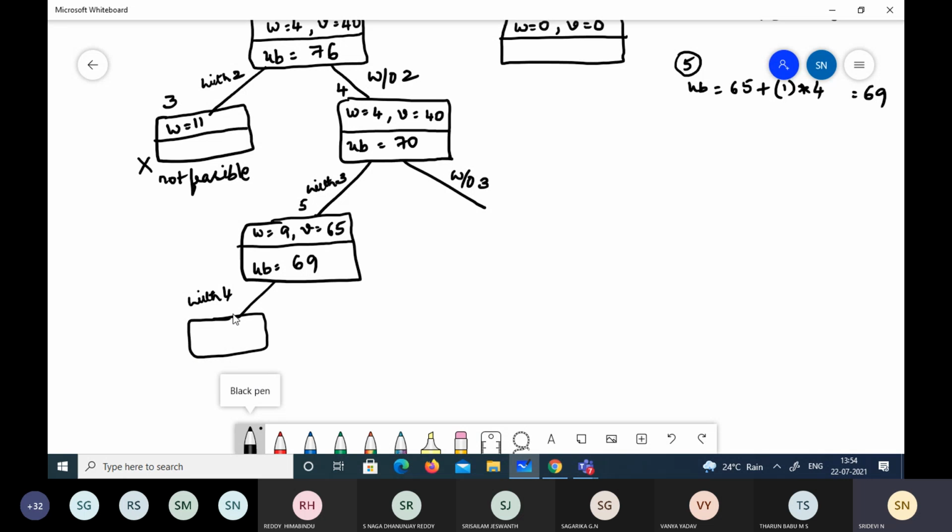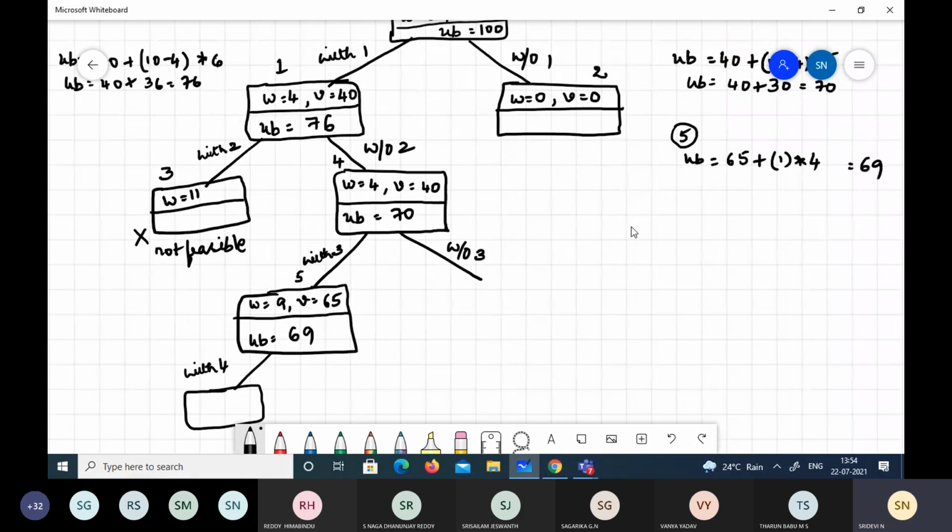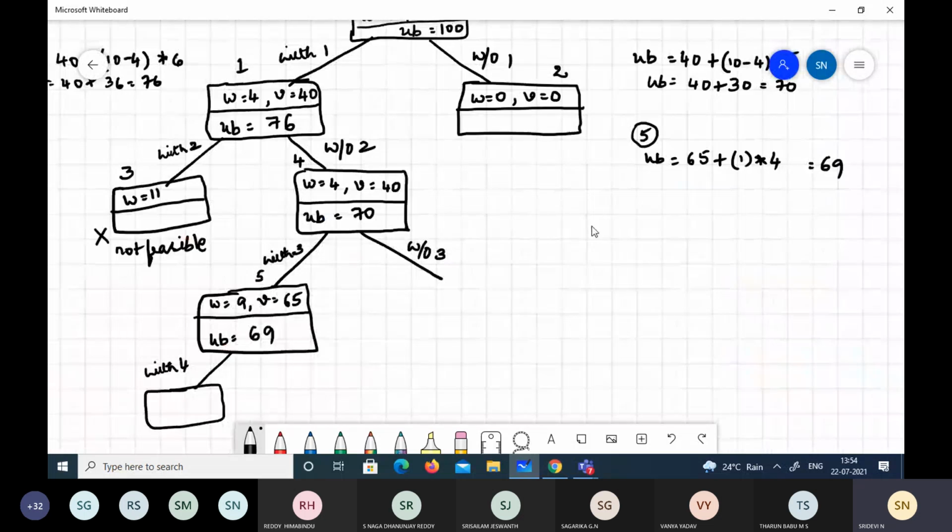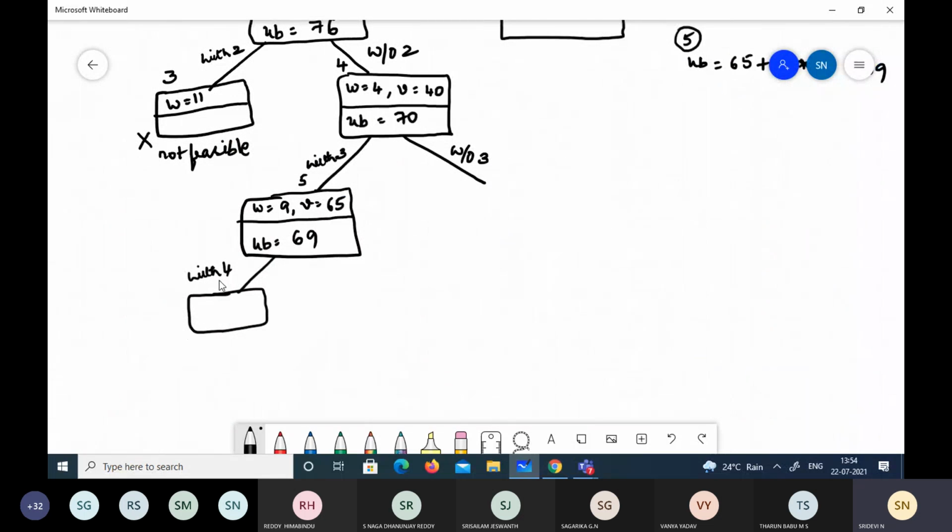If we look here, the fourth node weight is 3. 9 plus 3, it becomes 12. So it is again a non-promising node. The solution is not feasible here. Okay, so we can stop here, then backtrack. Then let's try without 4 now.